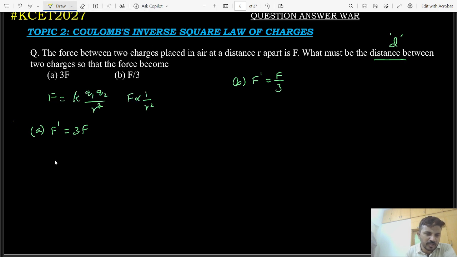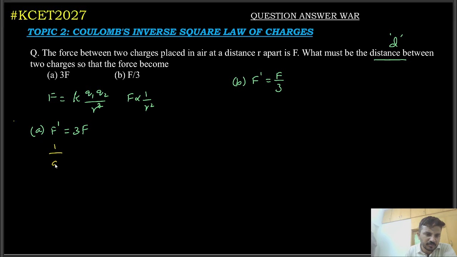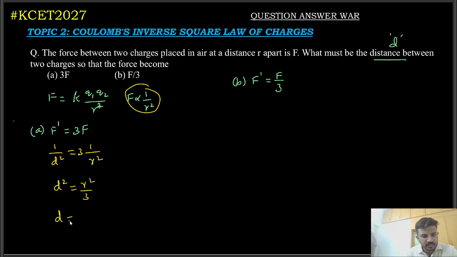Since we know that F dash is inversely proportional to d square, because F is inversely proportional to r square, remaining all get cancelled. 3 times F is inversely proportional to r square. That is the old force. Now what is the d value they are asking? So d square is equal to r square by 3. d is equal to r divided by root 3. So this is your d value.